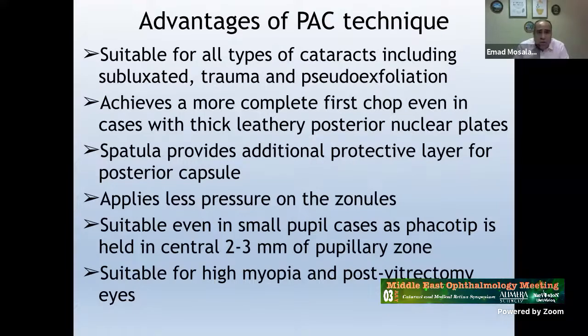pseudoexfoliation. It achieves a more complete first chop, because using this technique, from the first step we use this spatula to divide the nucleus into two halves. The spatula provides an additional protection layer for the posterior capsule and applies less pressure on the zonules. As you saw, we are pulling the hard material to the center and minimizing rotation in case we have weak zonules.